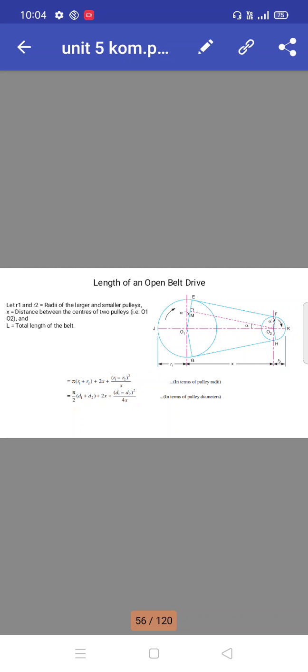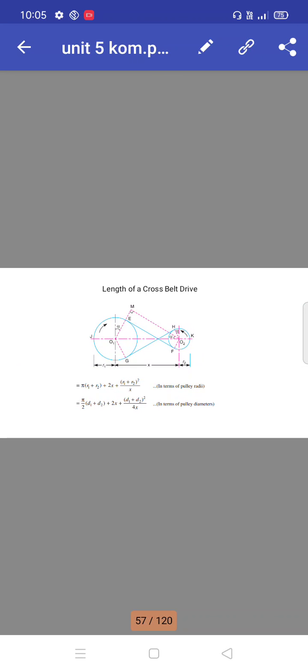Length of the open belt drive: r1, r2 are the radii of larger and smaller pulleys, x is the distance between the centers of the pulleys, that is O1, O2, and L is the total length of the belt. So L is equal to pi into (r1 plus r2) plus 2x plus (r1 minus r2) whole square by x. That is equal to pi by 2 (d1 plus d2) plus 2x plus (d1 minus d2) whole square by 4x.